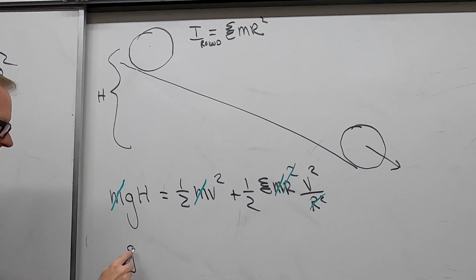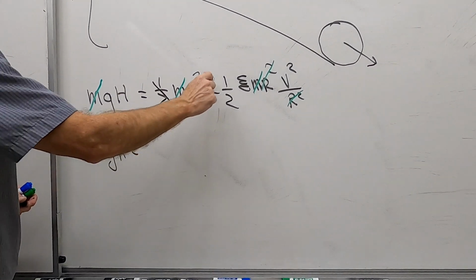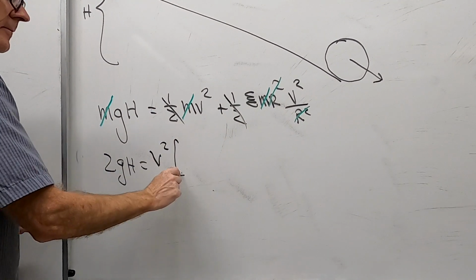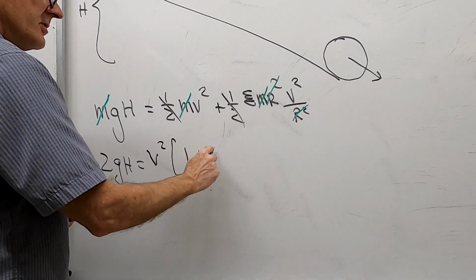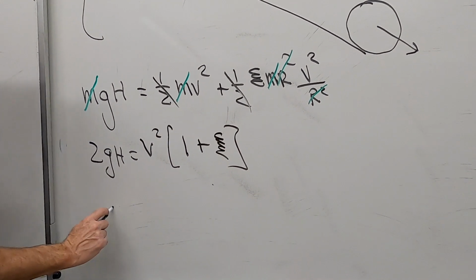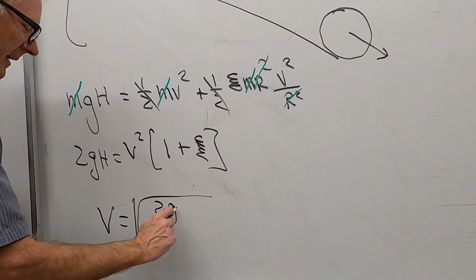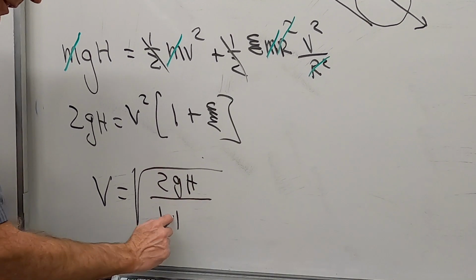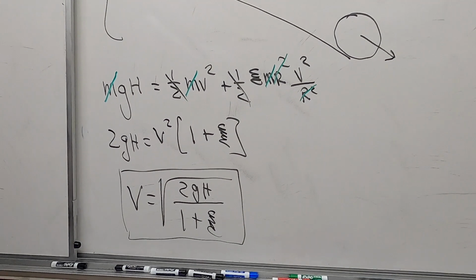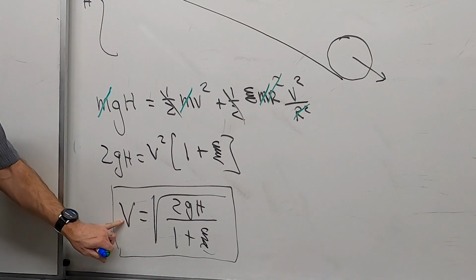We end up with GH is equal to, let's multiply by 2, so that way we don't have these two. And we can pull the V squared out of these two terms. We're left with 1 plus squiggly. Take this down below and take the square root. So the velocity at the bottom is the square root of 2GH all over 1 plus squiggly. So we can see from right here that the larger the squiggly is, the smaller the velocity is.